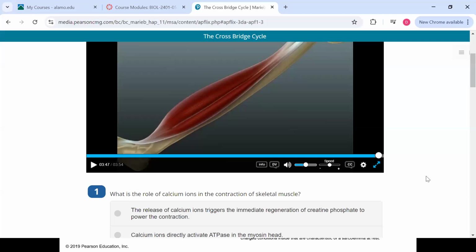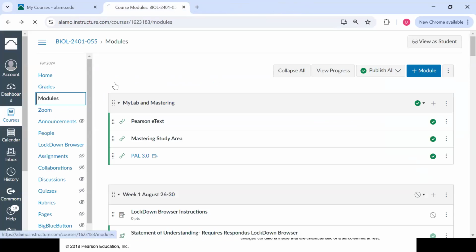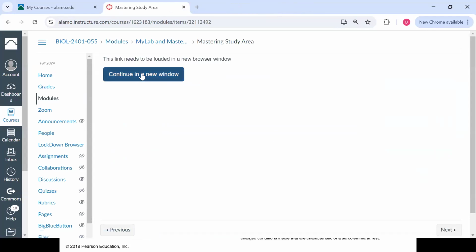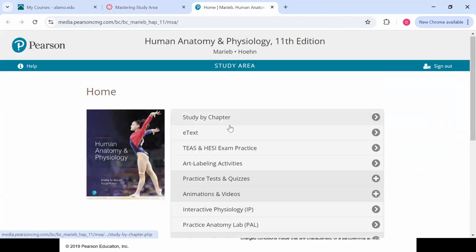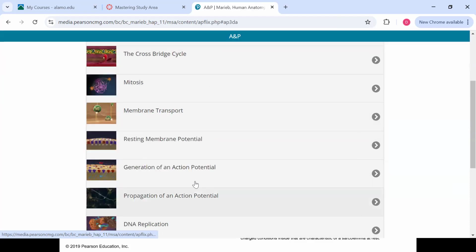Okay, these are animations to help you visualize the muscle contracting and how it's being communicated to you through a neuron. And where can you find these? They're located within your Canvas. If you go to modules, under modules, you can click where it says study area. Within the study area, continue, new window, of course. Go to animation videos, A&P Flicks. And it's the top one where the videos that I was using are located.